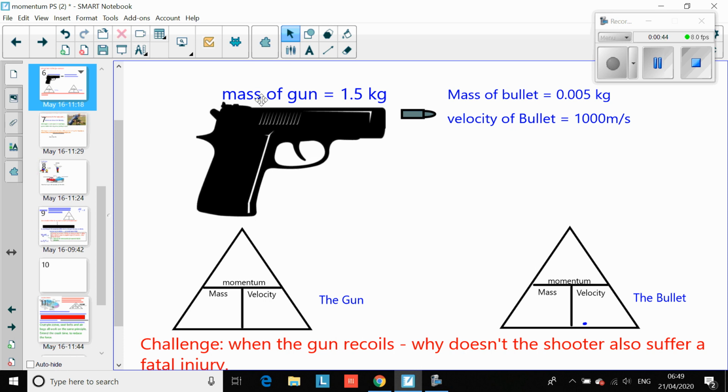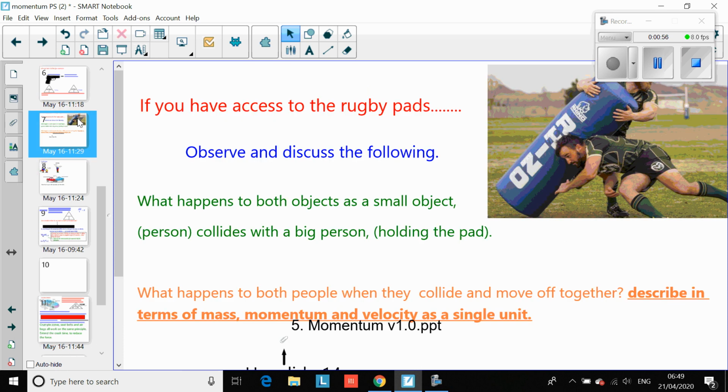Now, I'm going to have to give you the explanation for this in a few minutes, but today what we're going to look at is how changes in the rate of momentum actually cause damage. So the way we were going to look at this in class was we were actually going to use rugby pads, and I was going to get a couple of you to charge into this, but think about what happens with a rugby player as they charge into the rugby pad. Okay, what happens to both objects? So you've got a large object here and maybe a smaller object here. And think about the rugby pad.